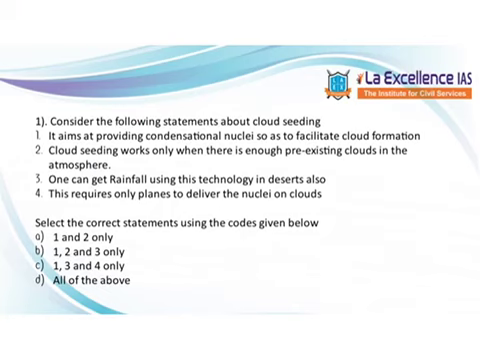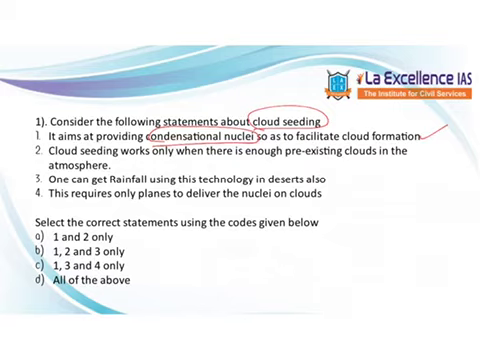Let's consider the first question. It is about cloud seeding. In cloud seeding, we are all well aware that we use chemicals. These chemicals act as condensation nuclei, around which the condensation will happen. So the first statement, it aims at providing condensation nuclei to facilitate cloud formation, is correct. So when one is correct, we have all the three choices.